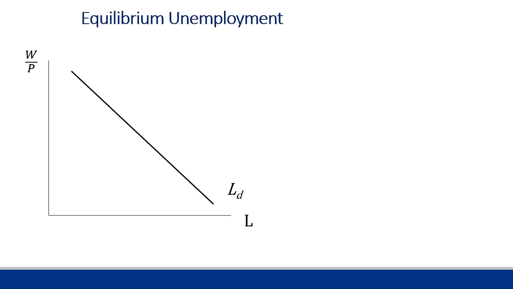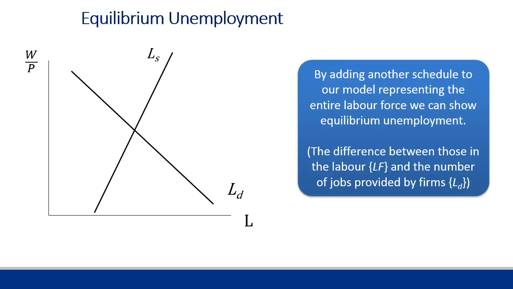We can show this diagrammatically, starting in real wage and labour space with the labour demand schedule downward sloping and labour supply from households upward sloping in the real wage. We can add another schedule to this diagram which represents the entire labour force. And this is the labour force that we defined earlier.